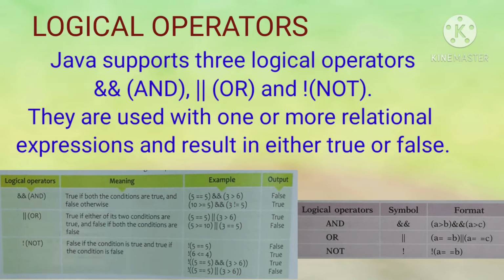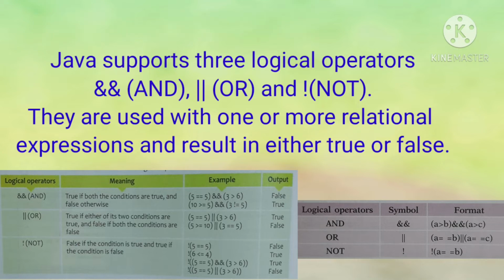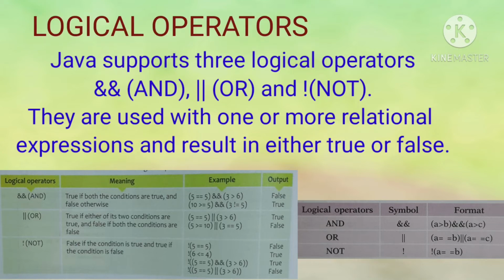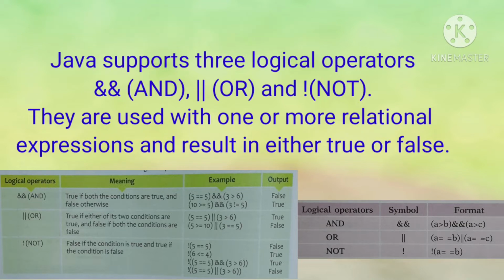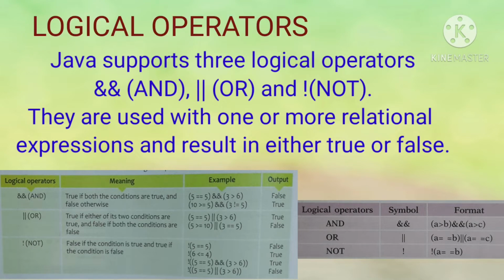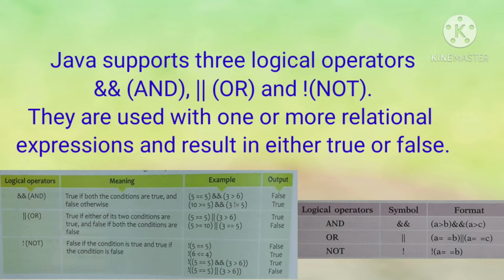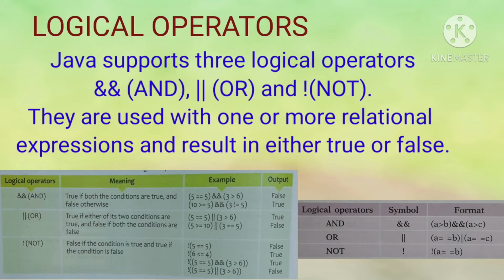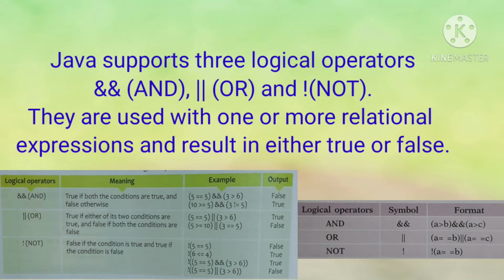For example, 5 equal to 5 is true, but 3 is not greater than 6, so the total condition is false. Next, 10 is greater than or equal to 5, so the condition is true, and on the other side the relational expression 3 is not equal to 5 is also true. So since both sides of the relational expression are true, the total condition is true.